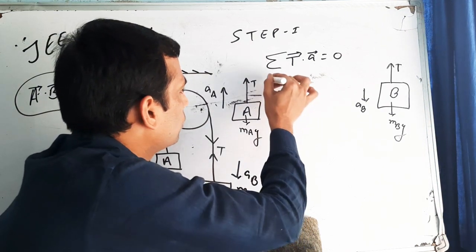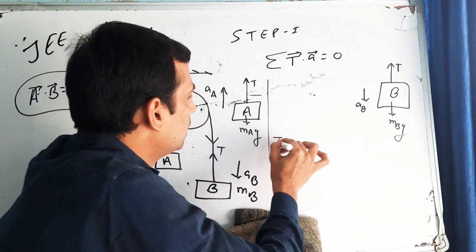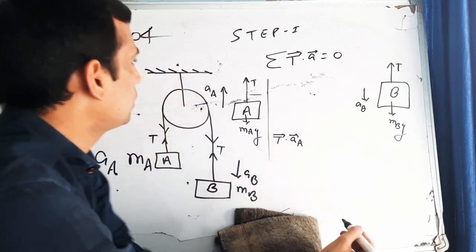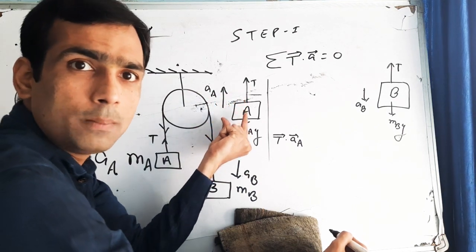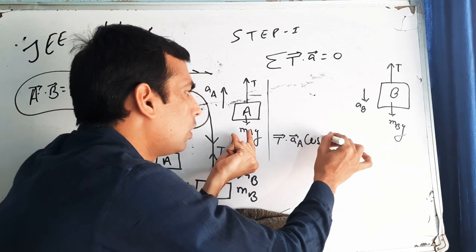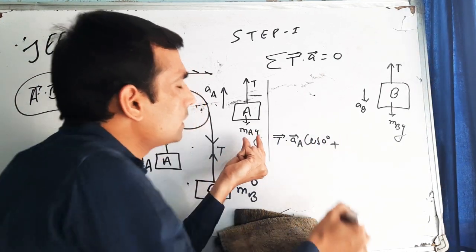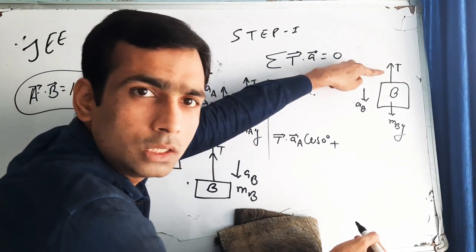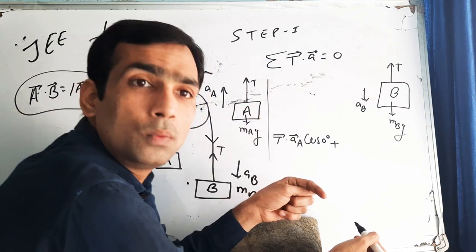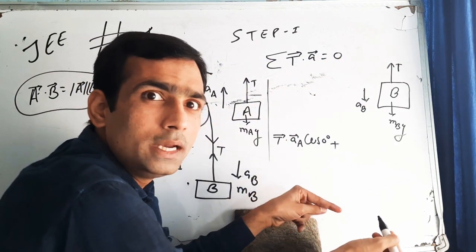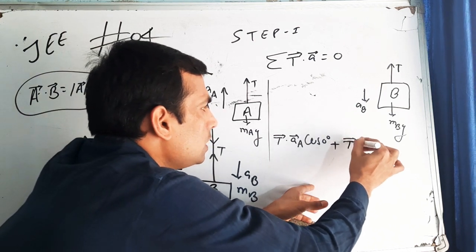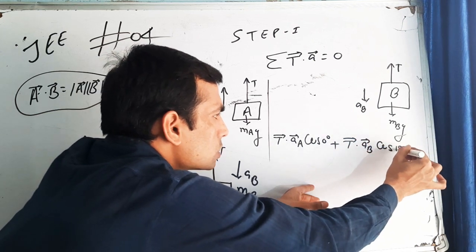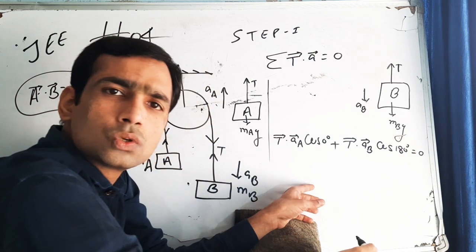So we can say I'm going to apply here. This is the same thing: T dot acceleration of A into cos. You can say both are in the same direction as per block A. So this is cos of 0 degree, student, plus I'm going to apply T dot A on block B. This is T and this is A. This is the opposite direction, so the angle must be 180 degree. So this is T into acceleration of B into cos of 180.